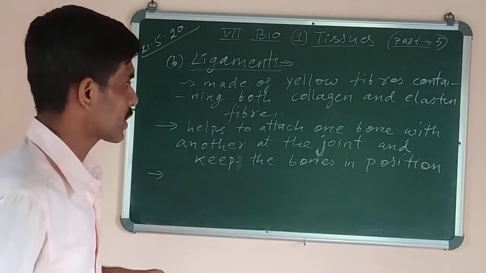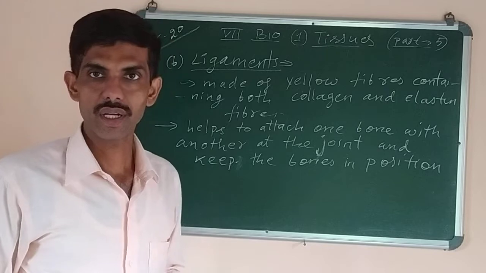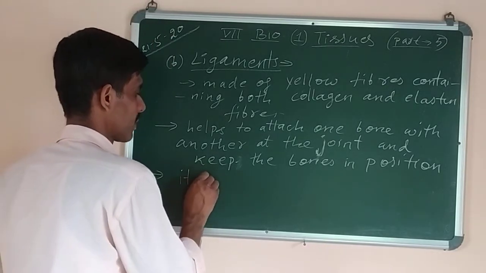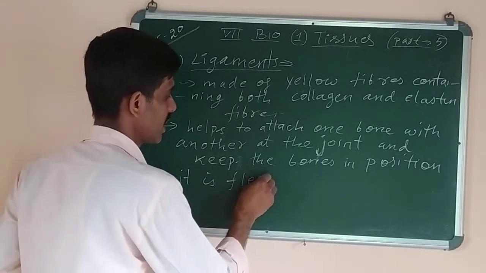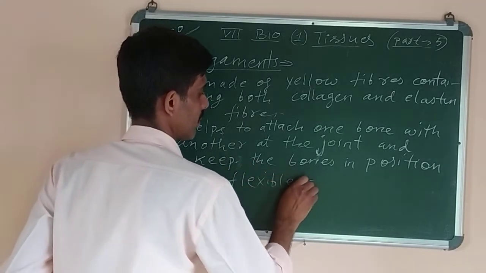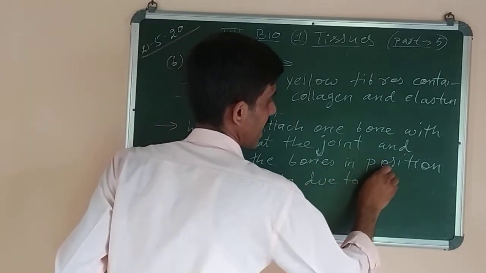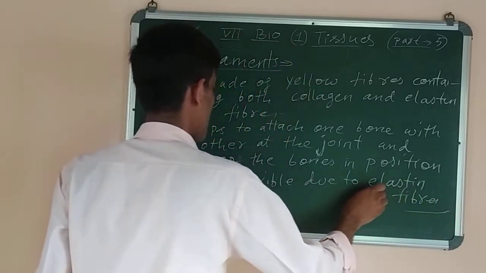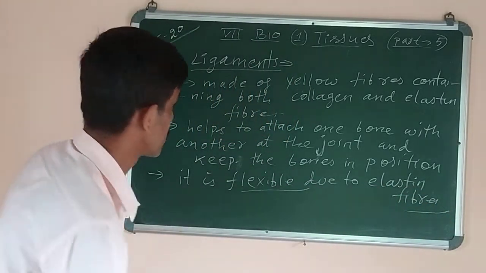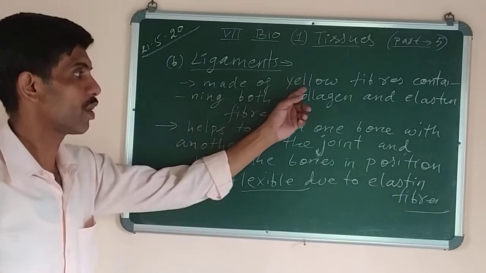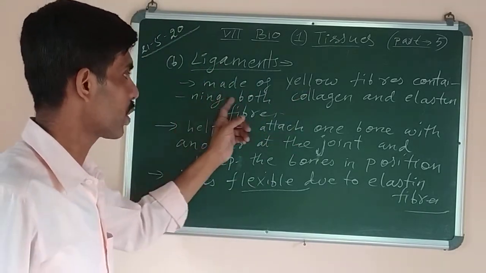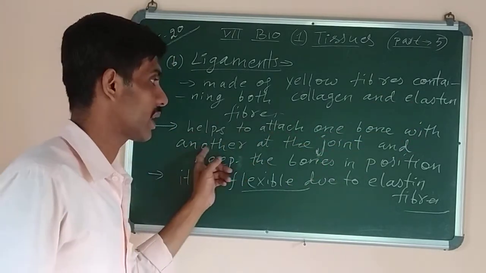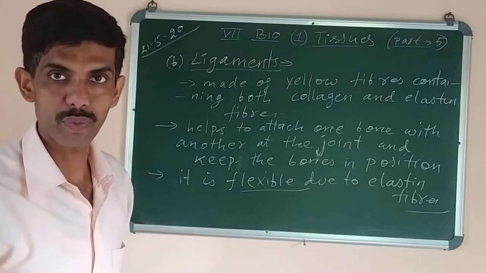Now the last point: it is elastic in nature, or flexible, due to elastin fibers. What is elastin? It is the name of the fibers. So elastin fibers make them flexible in nature. So what are the points? Ligament is made up of yellow fibrous tissue. It contains both collagen fiber and elastin fiber. It attaches one bone with another at the joint. The place where two bones meet is called a joint.